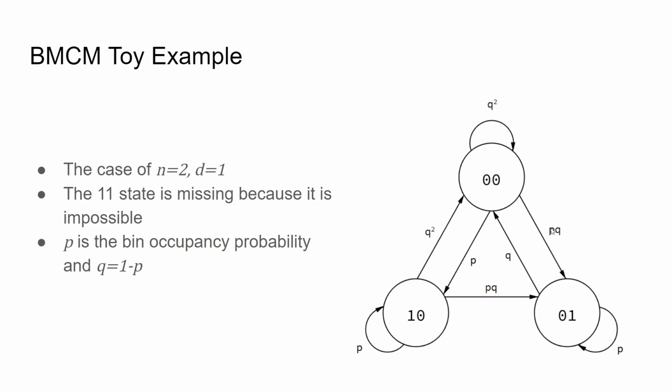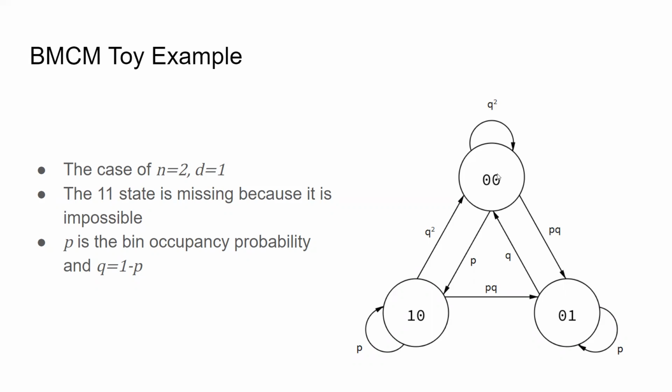And then here we see some P's and Q's. P is the bin occupancy probability again, and Q is just 1 minus P. So over here we see 0, 0, and then it transitions to itself with probability Q squared, because that's the probability that we see another unoccupied bin, and then get another unoccupied bin after we see 0, 0. And over here, PQ would be the probability of seeing a 0, 1 after a 0, 0, because the Q tells you that you're going to see this 0 over here, and then the P tells you that you're going to see this 1 over here.